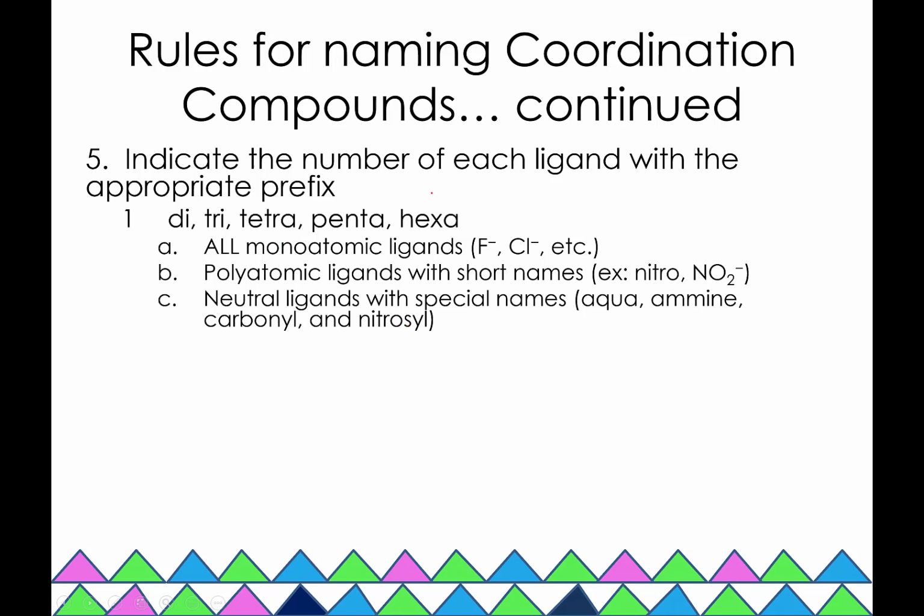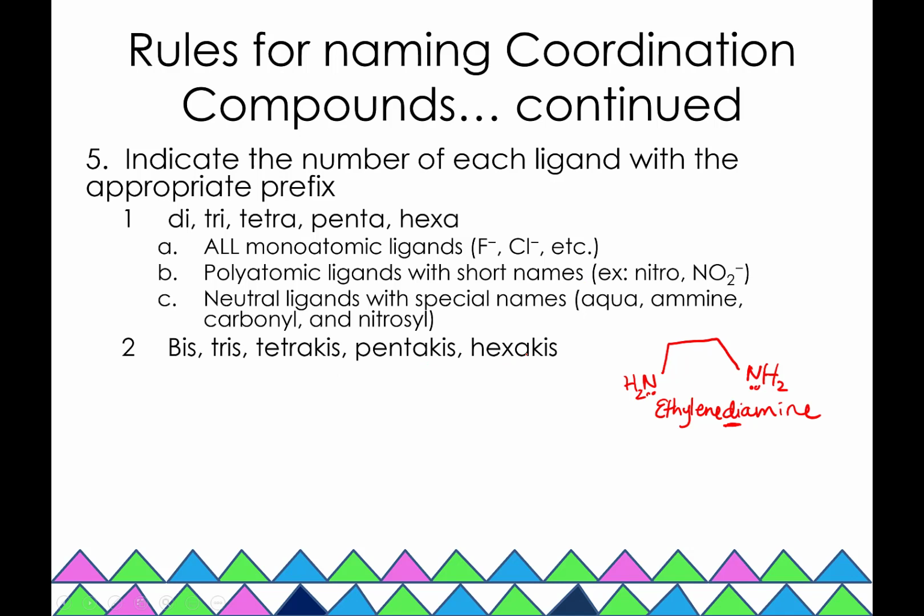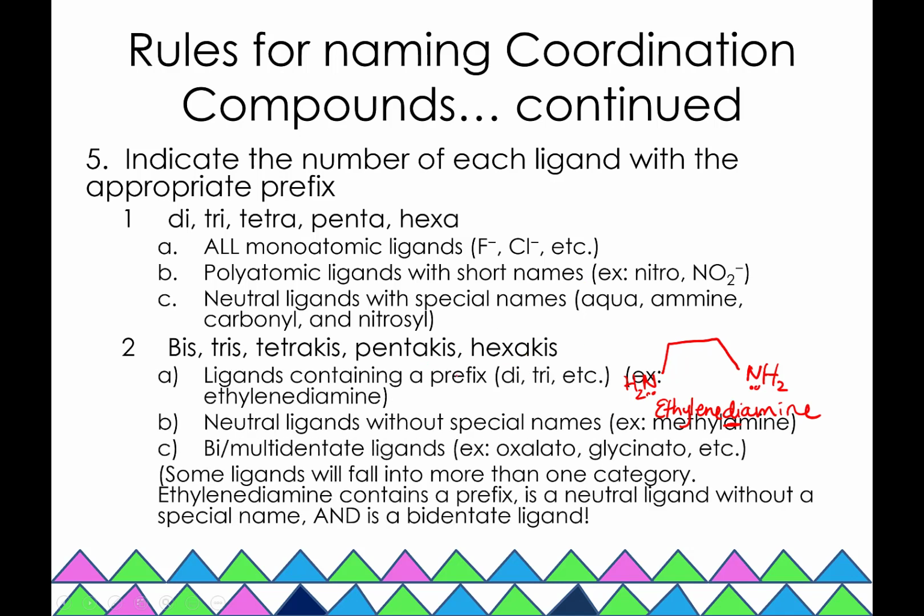penta, hexa. But if you have a more complicated ligand that has di in the name, so one of the ligands that we're going to be talking about quite a bit is ethylene diamine. And you'll notice that ethylene diamine has this di prefix to indicate that there's 2 amines right in the name of the ligand. So we can't use di as a prefix for ethylene diamine because it would get really confusing. So for these more complicated ligands, we need to use bis, tris, tetrakis, pentakis, and hexakis. So any ligands that contain a prefix, you're going to want to use bis, tris, tetrakis, or neutral ligands that do not have special names, such as methylamine. And I often will use bis, tris, tetrakis for pretty much all bi and multidentate ligands, so oxalato, glycinato, etc.